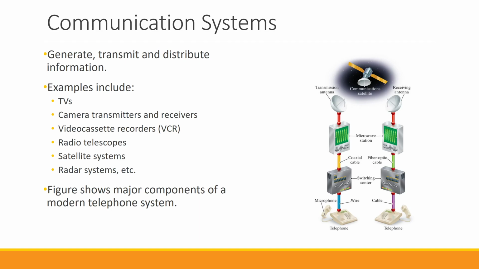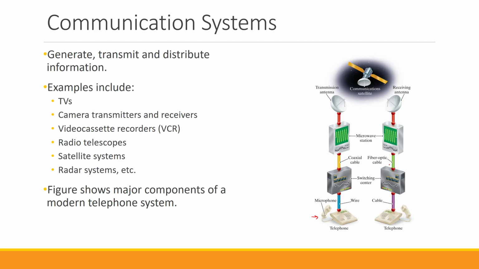So for example, to the right, you see major components of a modern telephone system. In one end, we have the telephone. You speak to it through the microphone. There is a wire that transfers the data to the switching center. We have some cables or coaxial cables that transmit this data to the microwave station. We use some transmission antenna. We have communication satellites, and on the receiving end, we have the receiving antenna, the microwave station again.